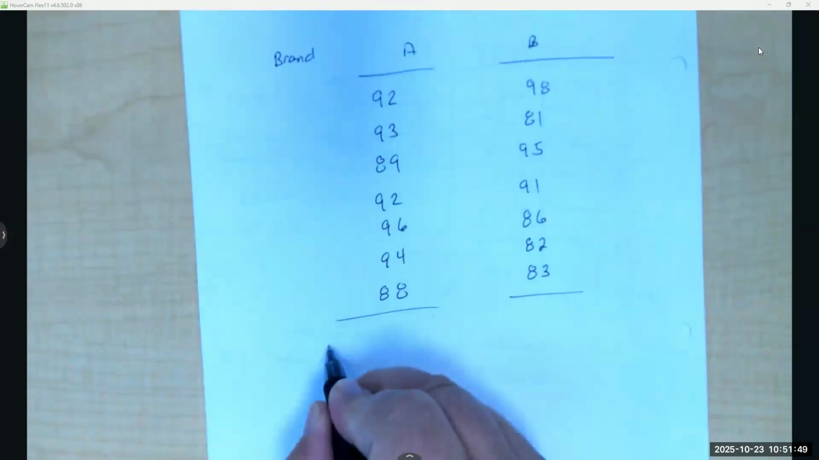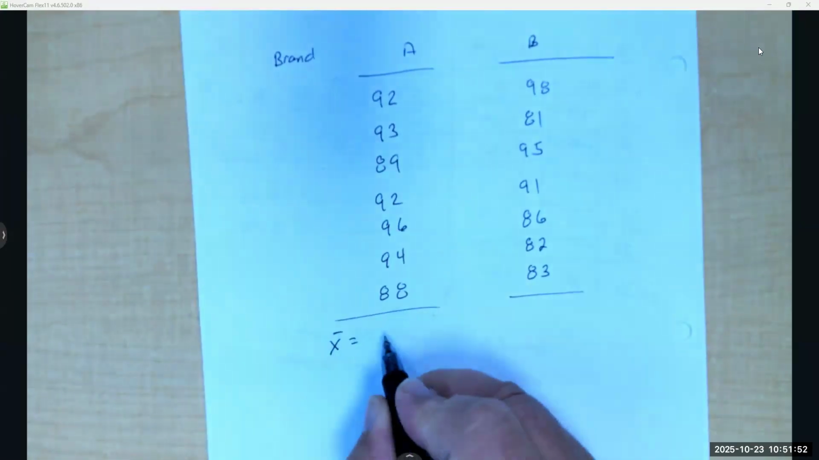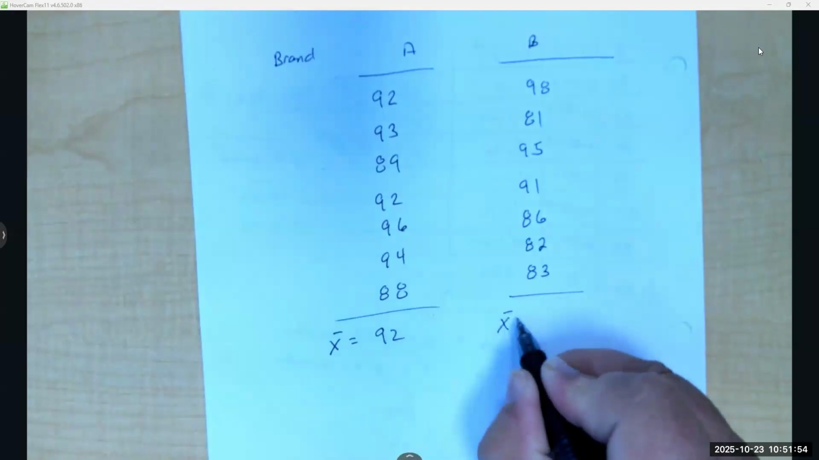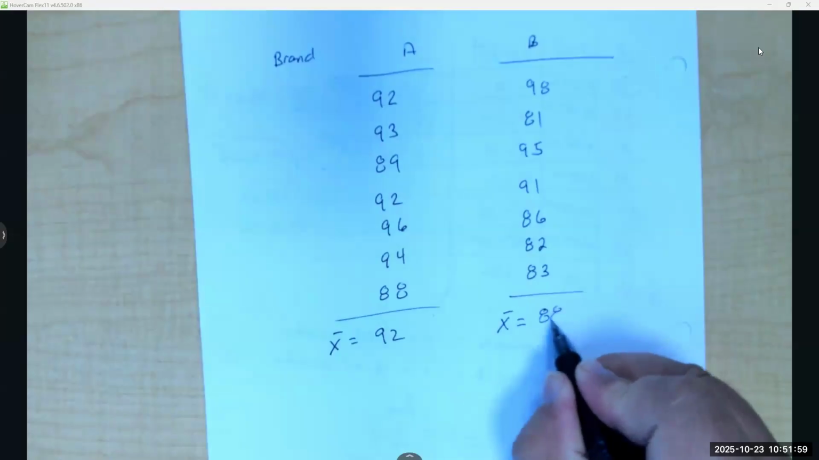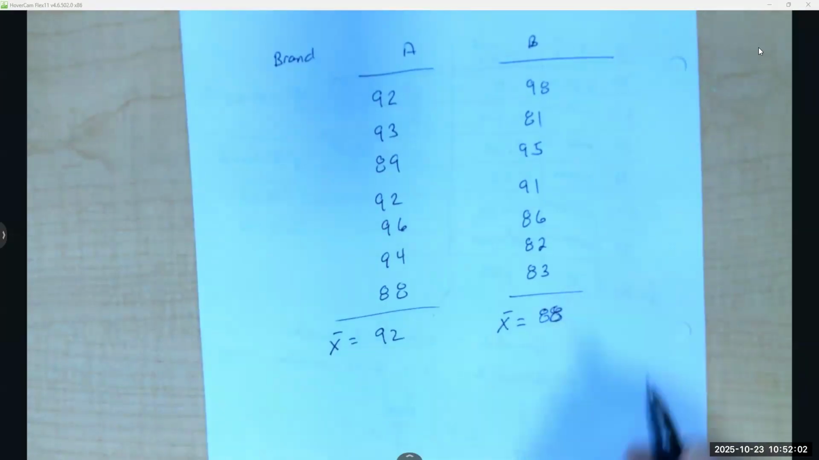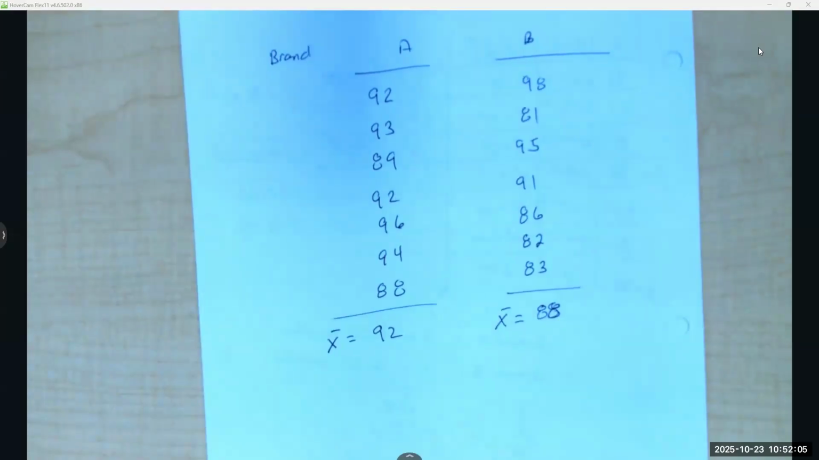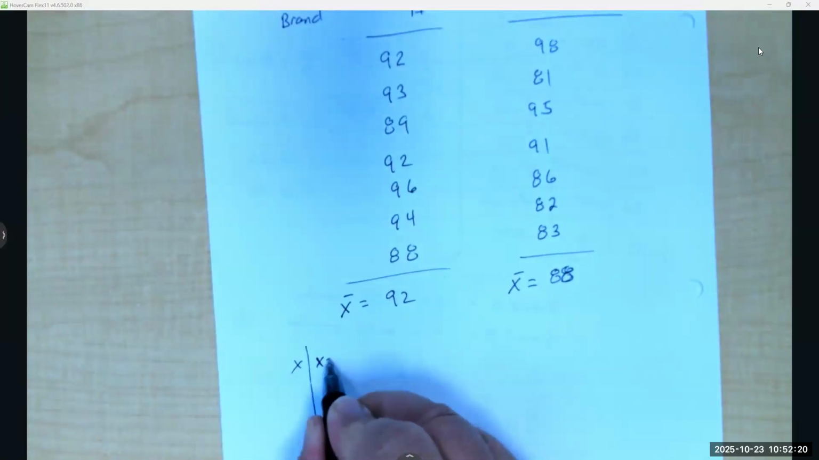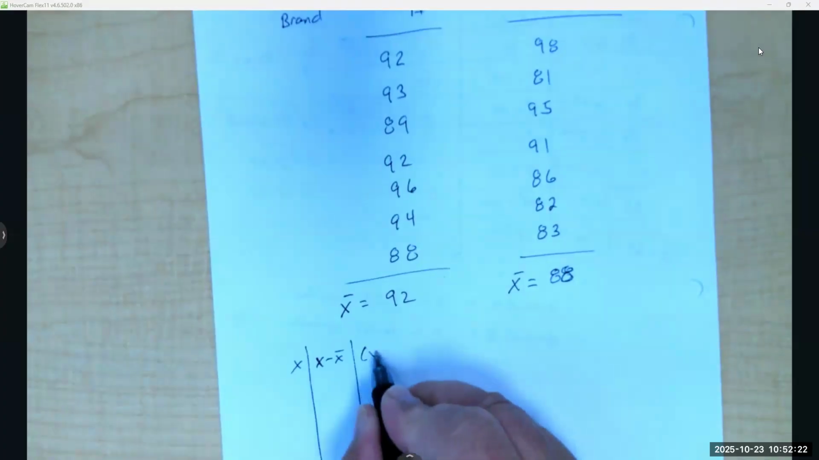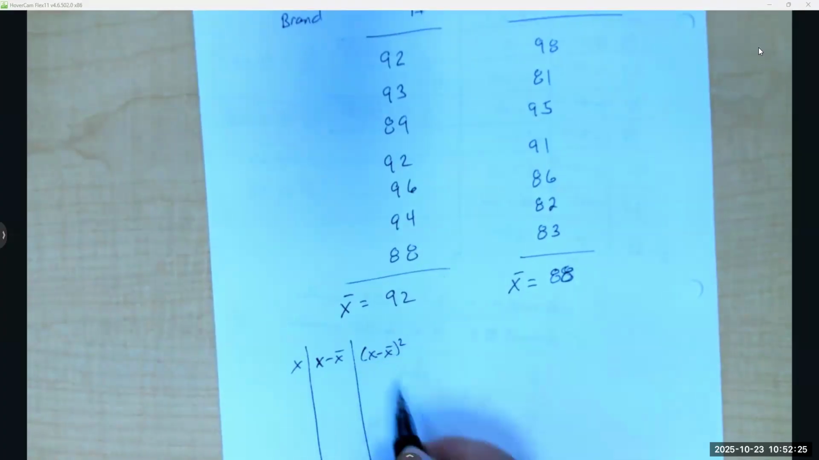Group A, what was your average? Group B, what was your average? 88. Okay, now, this is a primary reason why we use the standard deviation. Because what if they're not the same? This is where you compare means. So for the first one, we still have the same process: X minus X bar, X minus X bar squared.